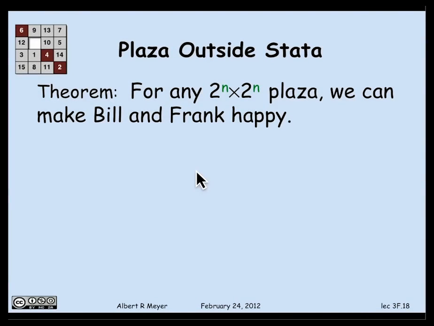The induction hypothesis required to prove a theorem is that for any 2 to the n by 2 to the n plaza, we can make Bill and Frank happy. That is, Bill's happy when he's in the middle, and Frank is happy when the rest of the square is covered with L-shaped tiles. By the way, middle is a little bit ambiguous because there are really 4 middle squares, but of course it doesn't matter which one you fill, because if you wanted a different one, you could just rotate the whole square and get any one of the 4 middle squares empty for the Bill statue.